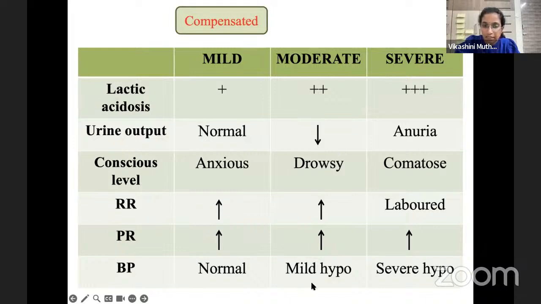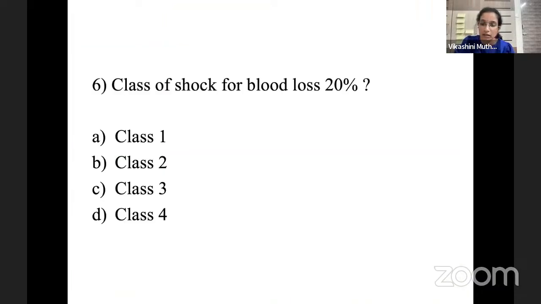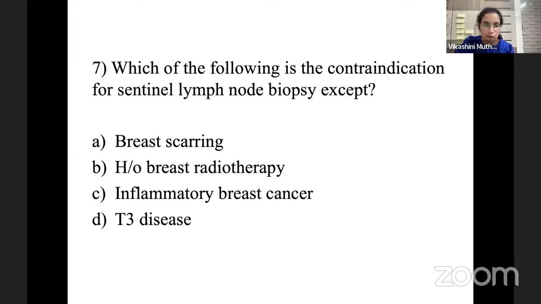See here, again, the body cannot compensate for the lost blood, so there will be mild hypotension with tachycardia and tachypnea. Also because decompensation is happening here, the output reduces, there will be oliguria, and the patient will be drowsy but arousable. Whereas in severe shock, where there is more than 40% blood loss, there is a complete renal shutdown. There is no compensation happening at all. Severe hypotension ensues, and there is tachypnea and tachycardia because of reduced blood supply to the respiratory system. There is labored breathing, the patient is comatose, and there is complete renal shutdown with zero output, which is anuria. Both class 3 and 4 shock are also called decompensated shock. So, straightforward question: blood loss of 20% is class 2.